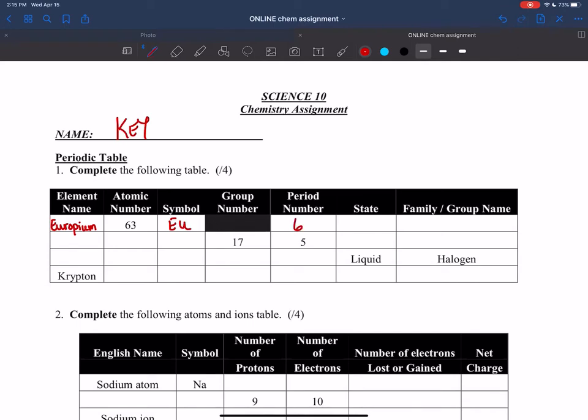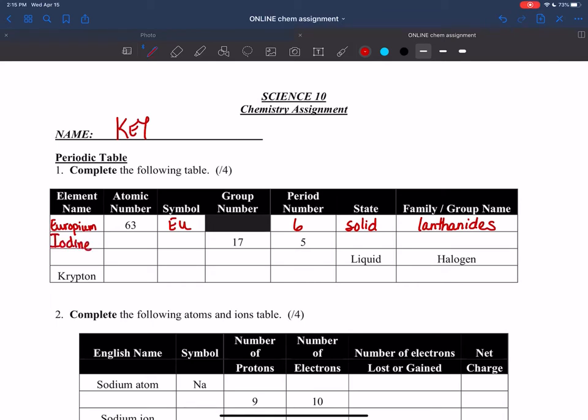Six, it's a solid, and it's in the family of the lanthanides. The next one, I read it like a map. So group number, so these are my columns. I'm going to look at column 17 and row number 5. And what I see is iodine.